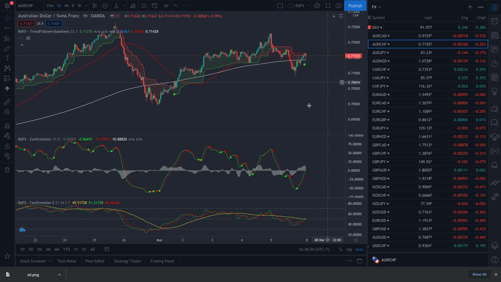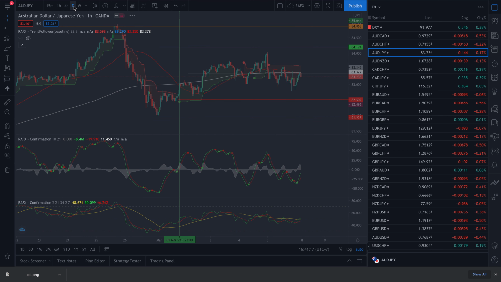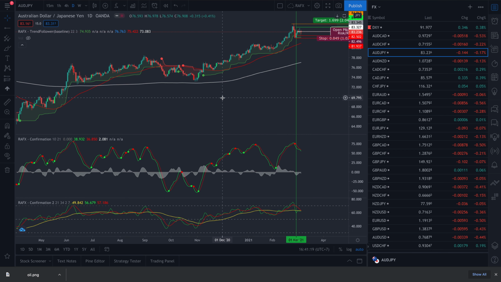So again, every 4 hours, because I am trading the 4-hour time frame, I scan each of these to see if there is a long or short opportunity for us today. So next is AUD JPY. AUD JPY is, I think, one of my trades this week.